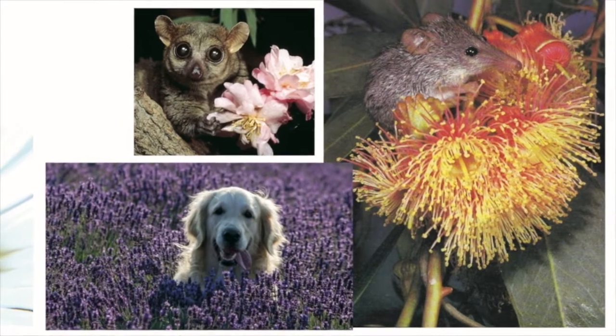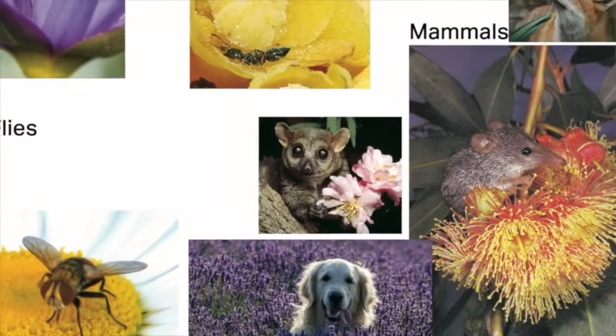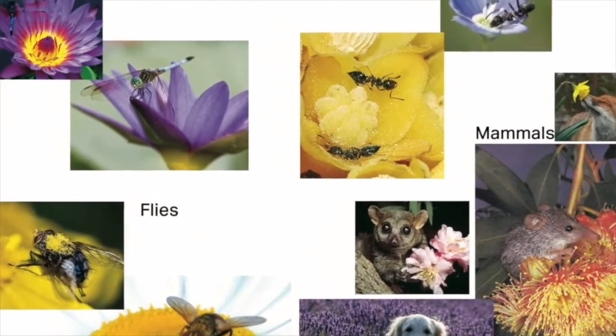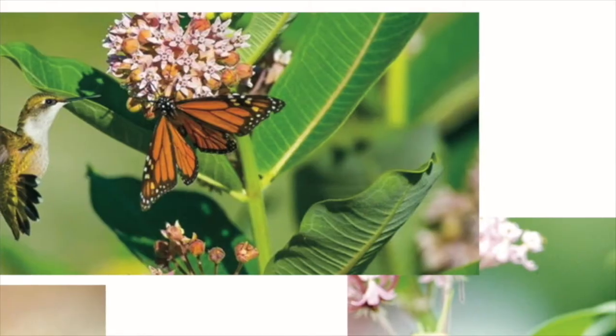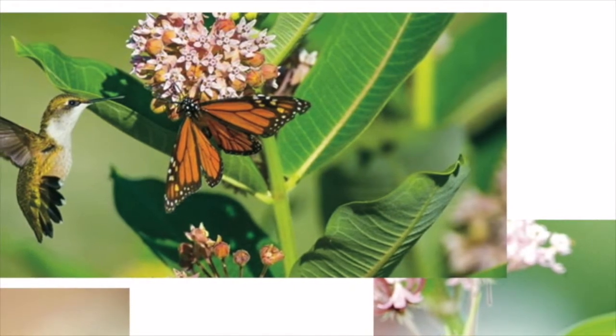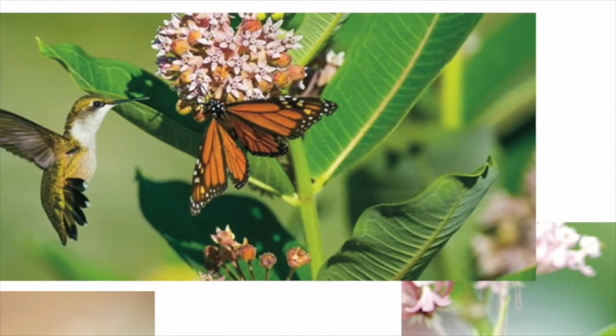But there are many other types of pollinators. Many of them are insects, but you'd be surprised to know that mammals can be pollinators. Other insects like spiders and ants can be pollinators. Birds are pollinators as well. You can see in this picture that birds and butterflies coexist together very easily.